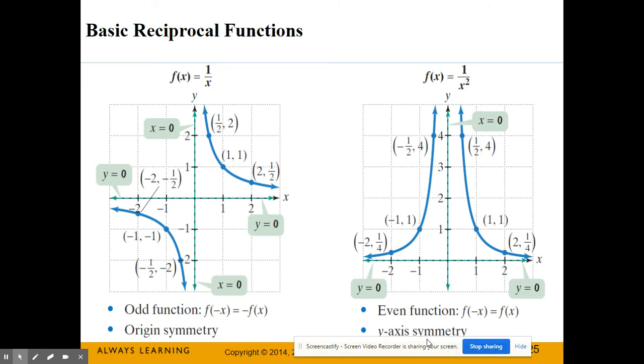1 over x squared is considered an even function. If you substitute negative x in for x here, when you square negative x, you get x squared, just the same. So that means it's considered an even function. You just get back to what you started with, even if you swap in negative x. That has y-axis symmetry, meaning if you drew a line on the y-axis, your function would mirror across that line. And again, every one of your rational functions is going to be one or the other.